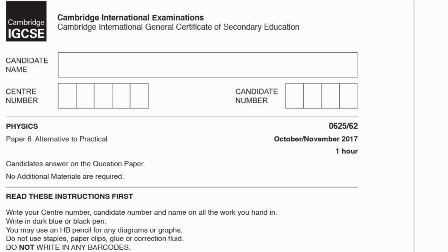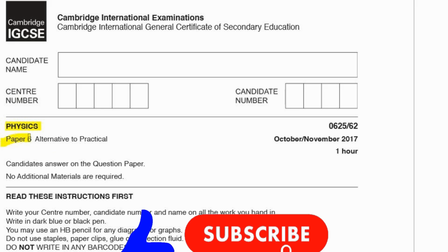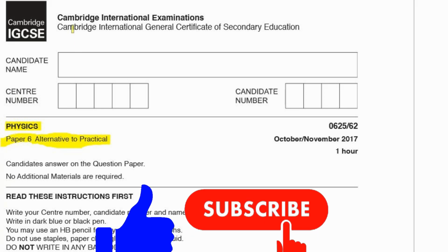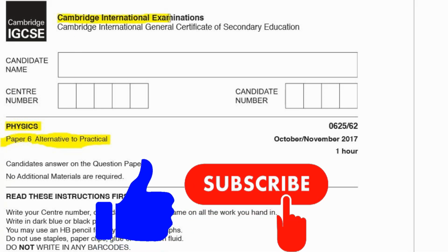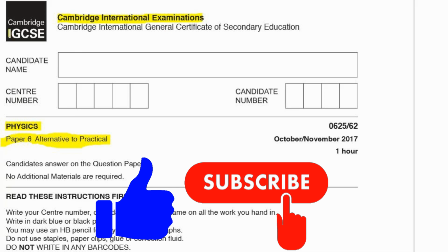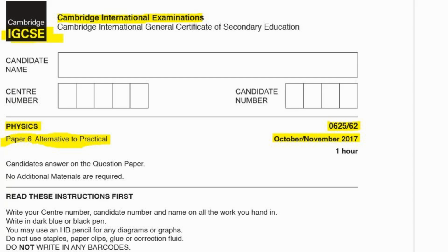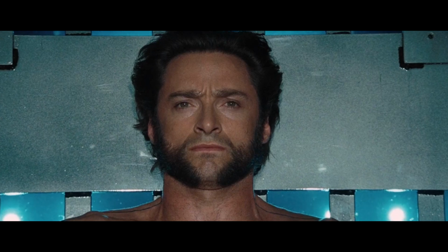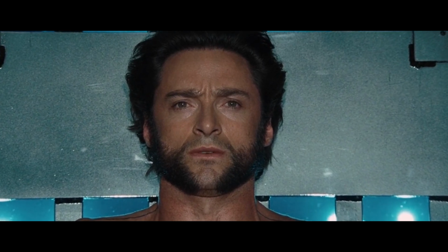Right, today we're going to have a look at Physics Paper 6, alternative to the practical paper. This is for the Cambridge CIE, Cambridge International Examinations, and this is a Cambridge IGCSE. So the paper code is 0625/62, and this is for October-November 2017. Alright then, let's begin. Let's do this.